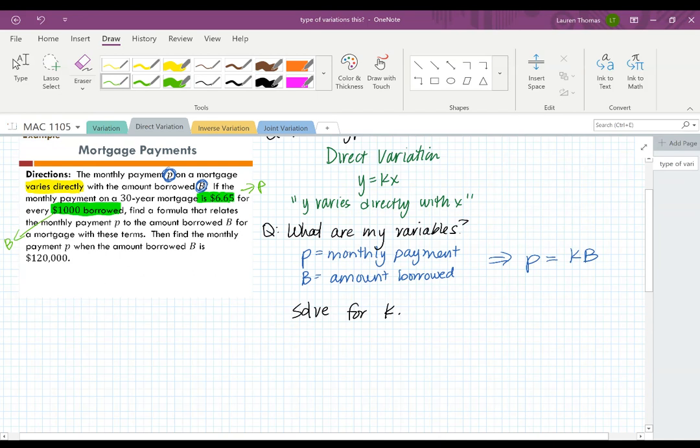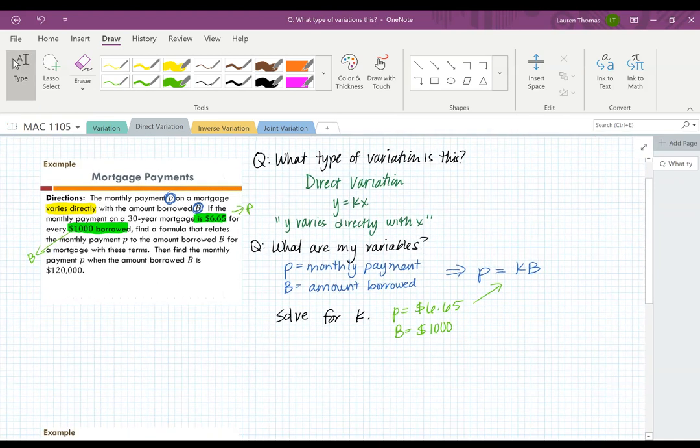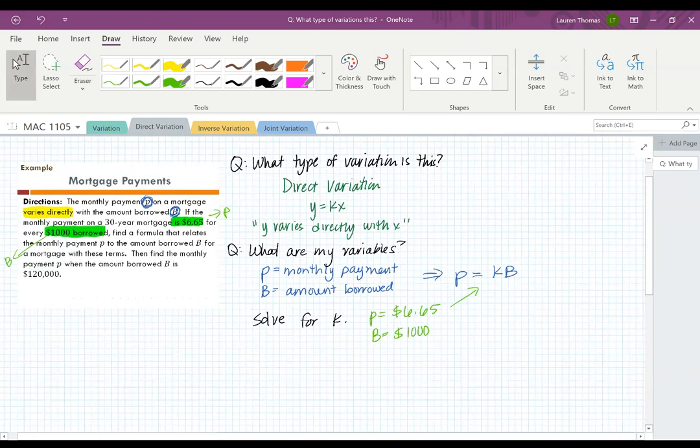So let me go ahead and write that down. P is $6.65, and B is $1,000. Now, with that relationship, I can plug those values into our model that we already set up, and then we can solve for K. So let's do that. So we can say $6.65, because that's my P, equals K times 1,000.